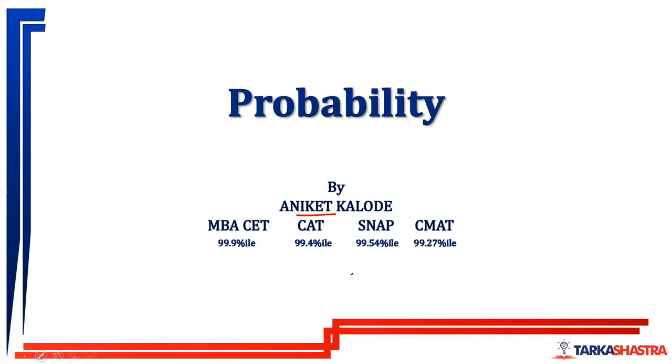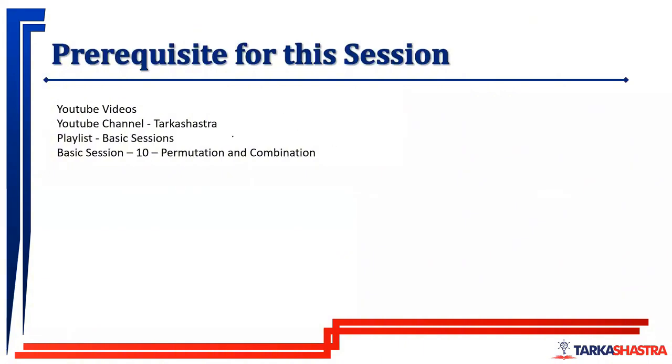In this video, we are going to look at the concepts of probability followed by exam level questions. The prerequisite for this session is that you have to visit Tarkashastra basic sessions on our YouTube channel. So you visit YouTube, you search for Tarkashastra basic sessions, and in that you search for basic session 10, which is on permutation combination and probability.